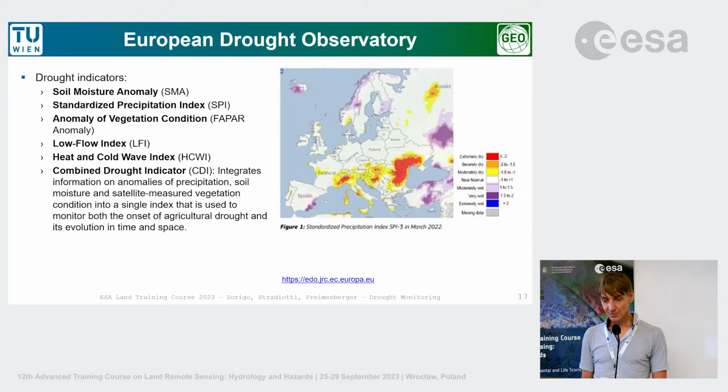So that's used to monitor both the onset of agricultural drought and its evolution in time and space. So this is really being used as a tool to make predictions, to make estimates of food shortages, of commodity prices, and so on. So really, for the European Commission, to be proactive.